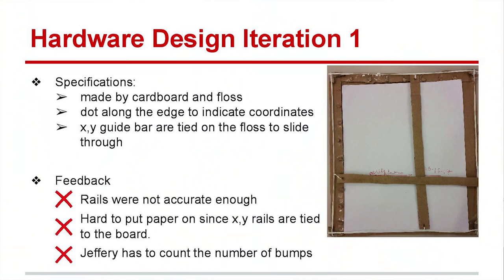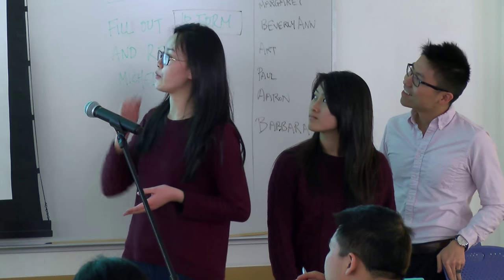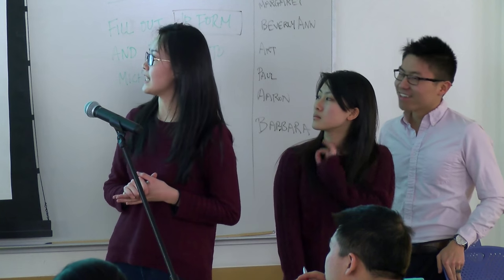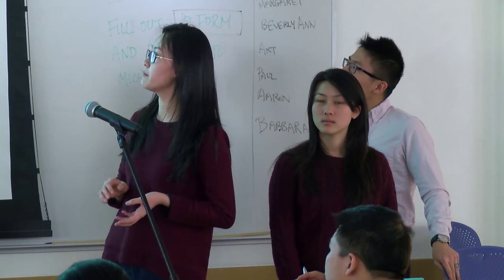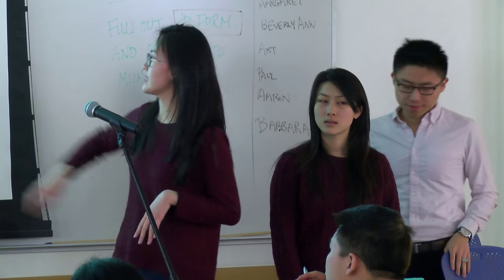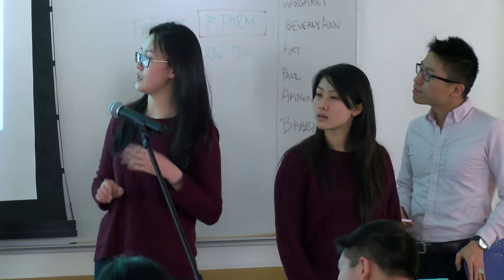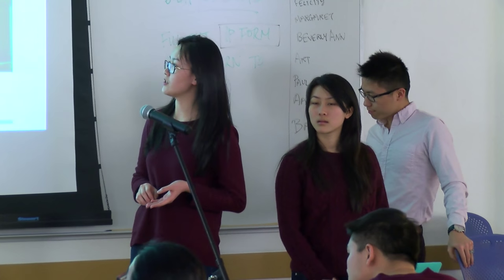So for the hardware design iteration one, the approach we have is that we do fast prototyping. We have multiple iterations. This is the very first design we have. It is completely made of cardboard and floss. Along the board, you can see that there are dots along the edge to indicate the coordinates. And the XY bars are tied on the floss to slide through.